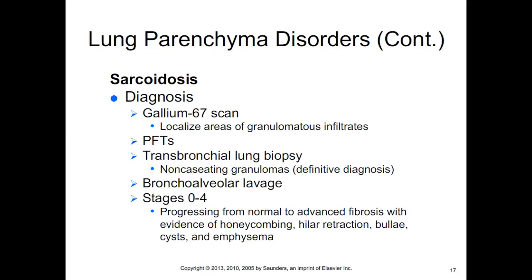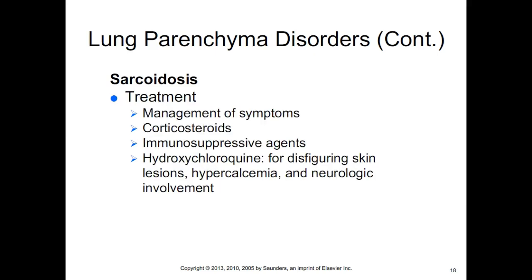Hilar retraction. Remember, the hilum is the area right against your heart, which is where all of the blood vessels and the bronchi go in and out. That's the hilum, right? So you're going to see a retraction of the hilum, the bullae, cysts, and emphysema.